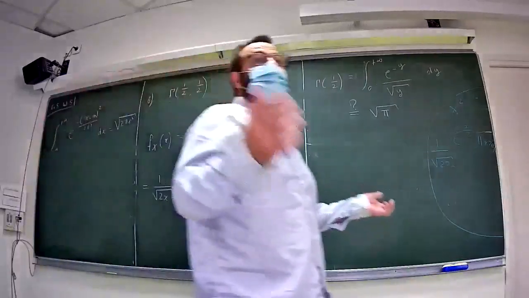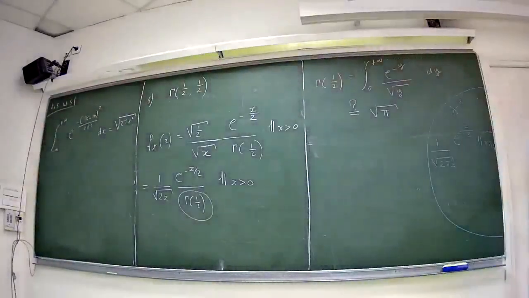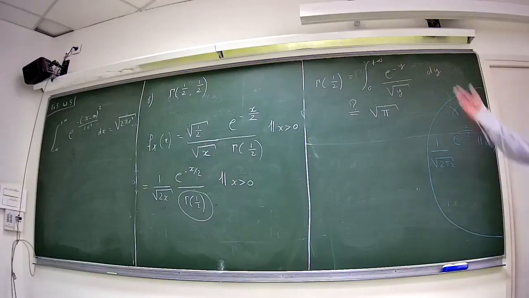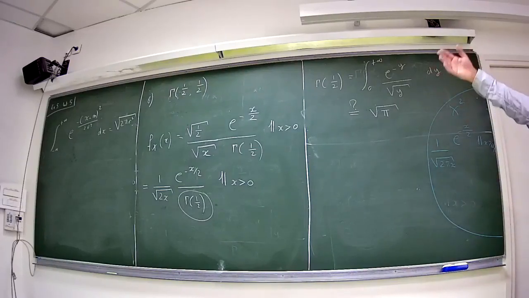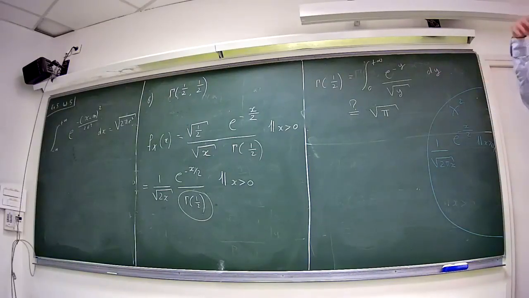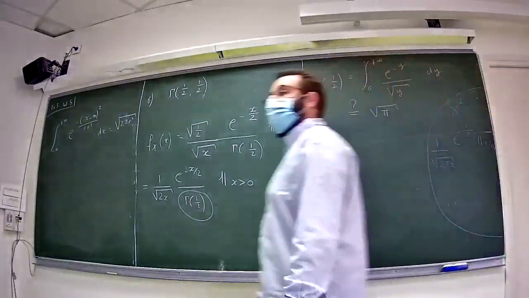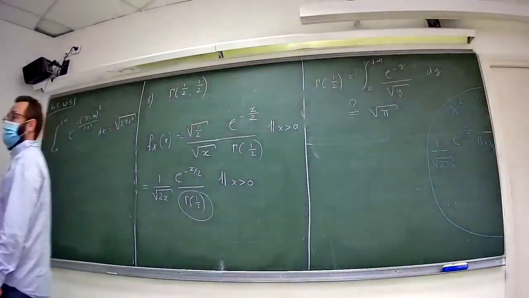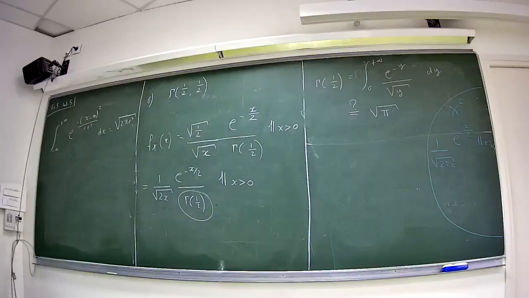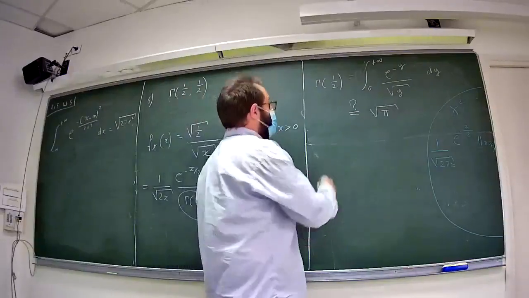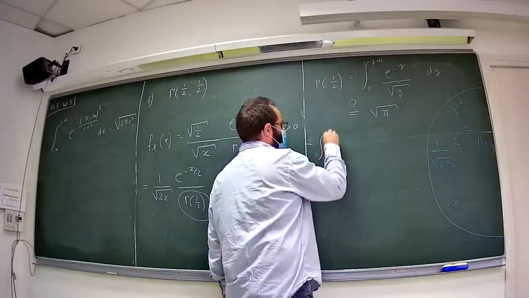So what can I do? I change the variable. I make the square appear and see what happens. It's not a bad idea because I know things about the integral of exponential minus squares. Okay? So let's try to make squares appear and see what happens. And you will see that if we do the job, it will not be that complicated. So in the integral I am interested in, that is this one.